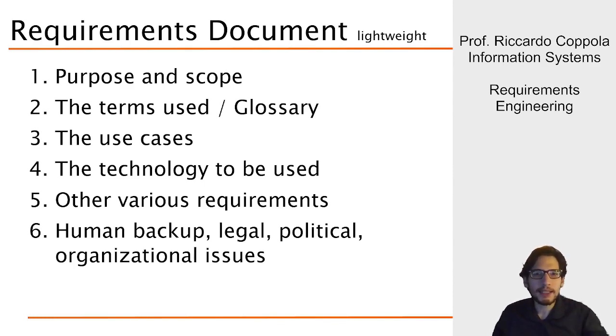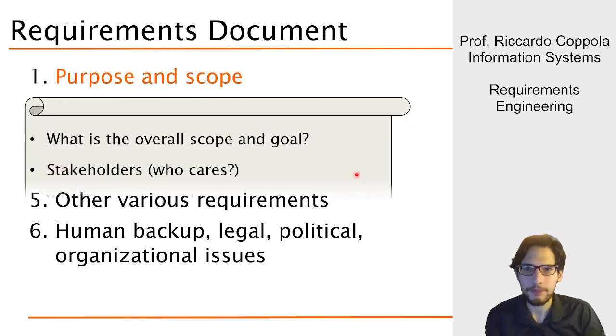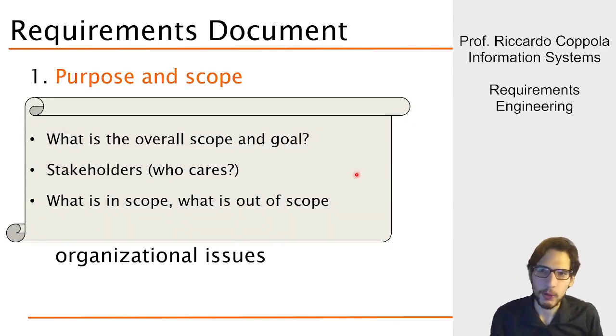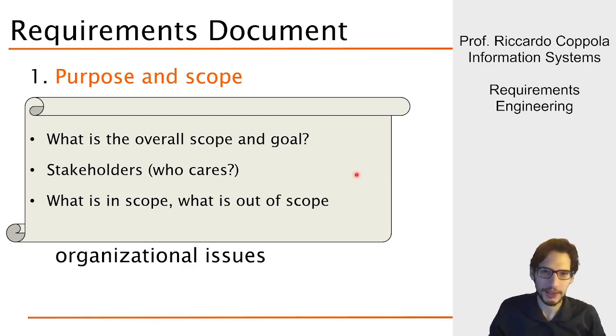And basically here I have a lower number of places. I have a purpose and scope section, and in this case I define the overall scope and goal, so the general context and the objective of the system that I want to implement. I say who cares about the system, so who is influenced by the system, my stakeholders. So I have a paragraph with my stakeholders.